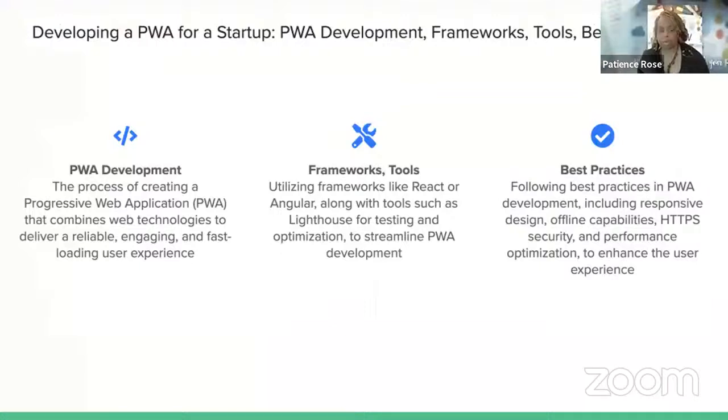But some best practices. What are some best practices? Well, responsive design, having offline capabilities, and HTTPS security. Those are three must-haves. And the reason why I say that is because the quickest way to get people to stop using your app is if it doesn't work right, it's not responsive to their phone, or it takes too long to load, or for that matter, it can only be used if they're on the internet.